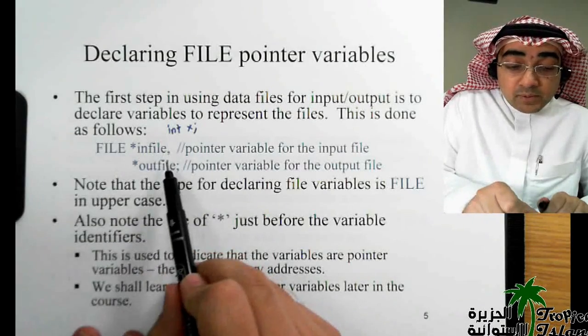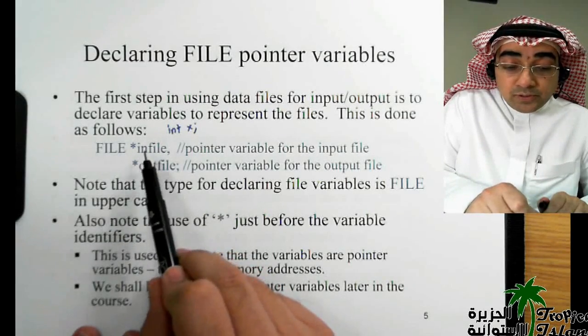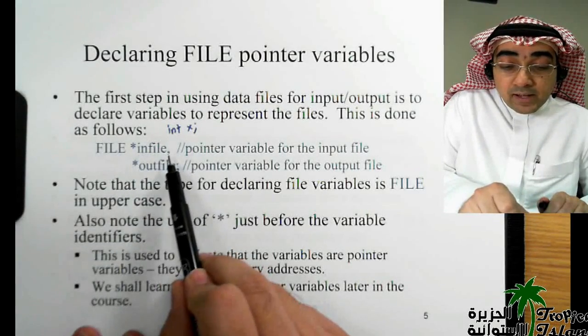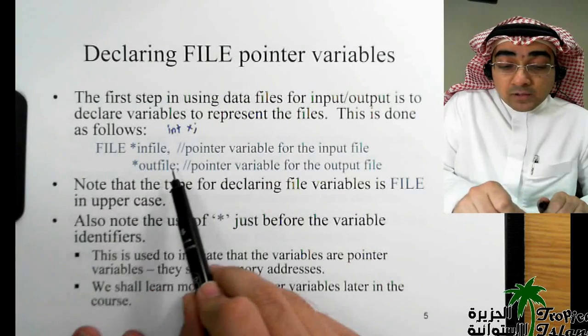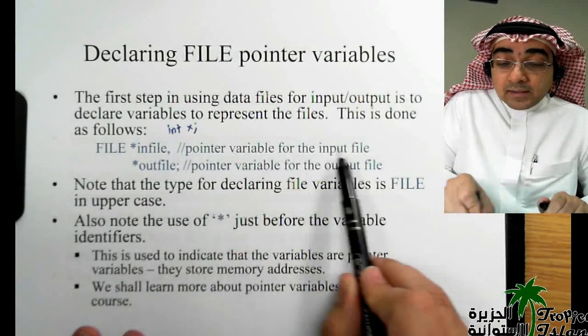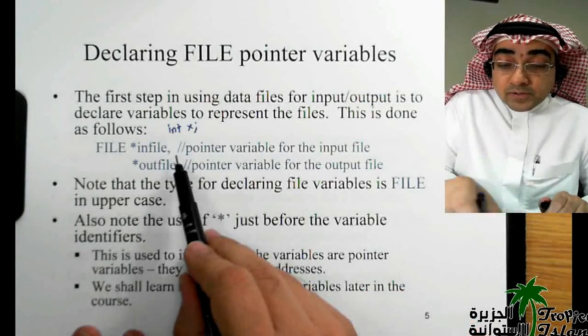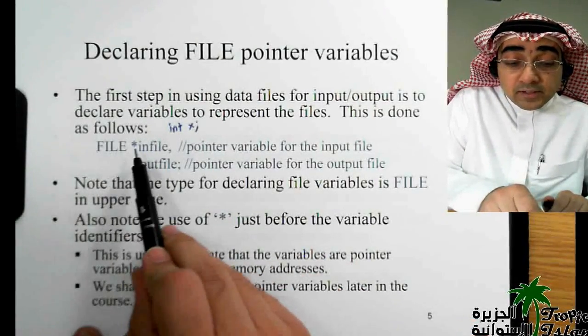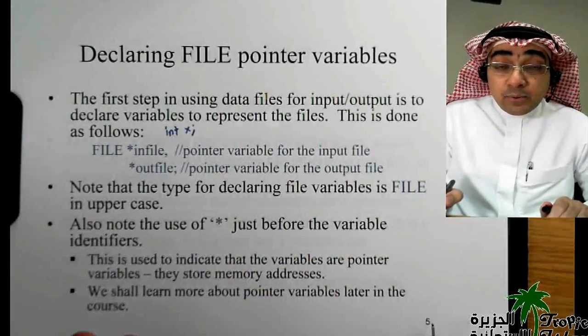In this example we are declaring two file pointers. One file pointer is infile, and then comma, the second file pointer is outfile, and the compiler stops at the semicolon. The extra spaces are going to be ignored, because this is a comment. So this is actually declaring two file pointers.